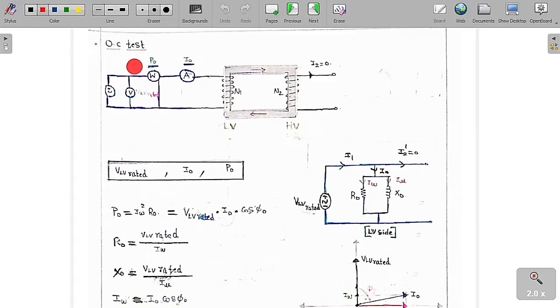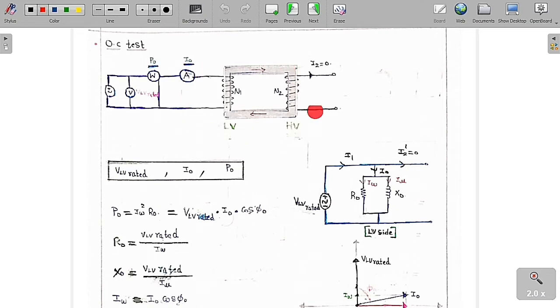So now we are going to discuss the OC test on a transformer. OC test is also called the open circuit test. With the help of this open circuit test, we are going to figure out the copper, or we can say the no load losses. So we are going to perform this open circuit test.